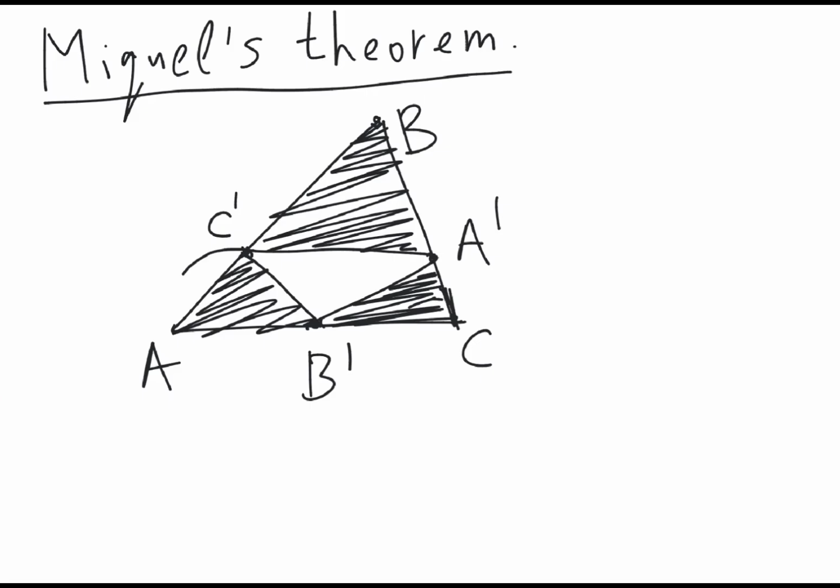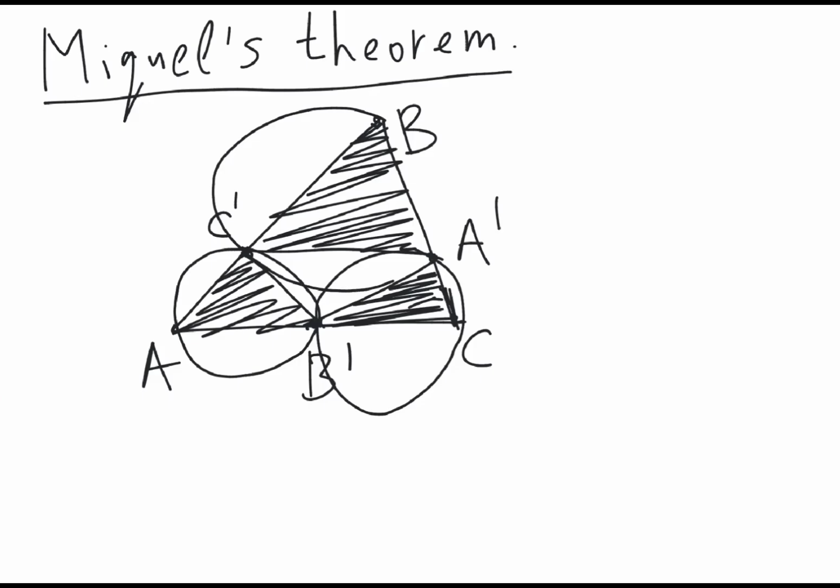So let's draw them something like this, and like this. And the theorem states that these three circles intersect in the same point. Here it looks like they don't intersect, but actually they do. So it should be something like this. They intersect in the same point. They pass through the same point.